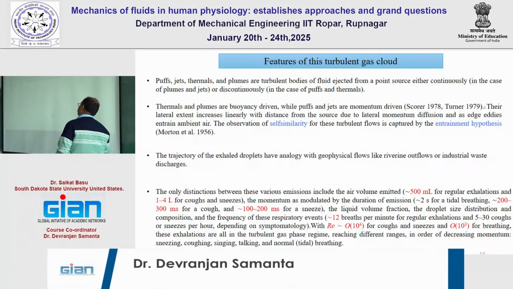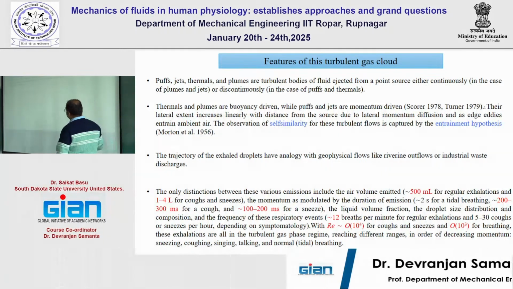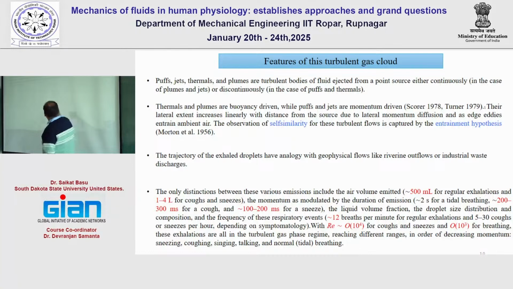So let's say if we study the dynamics of a turbulent nozzle flow after the combustion, whatever is the exhaust, it releases through a nozzle in the form of a jet. So if we study those features, the observation of self-similarity and the entrainment hypothesis observed there can be applied while modeling the cough jet also.